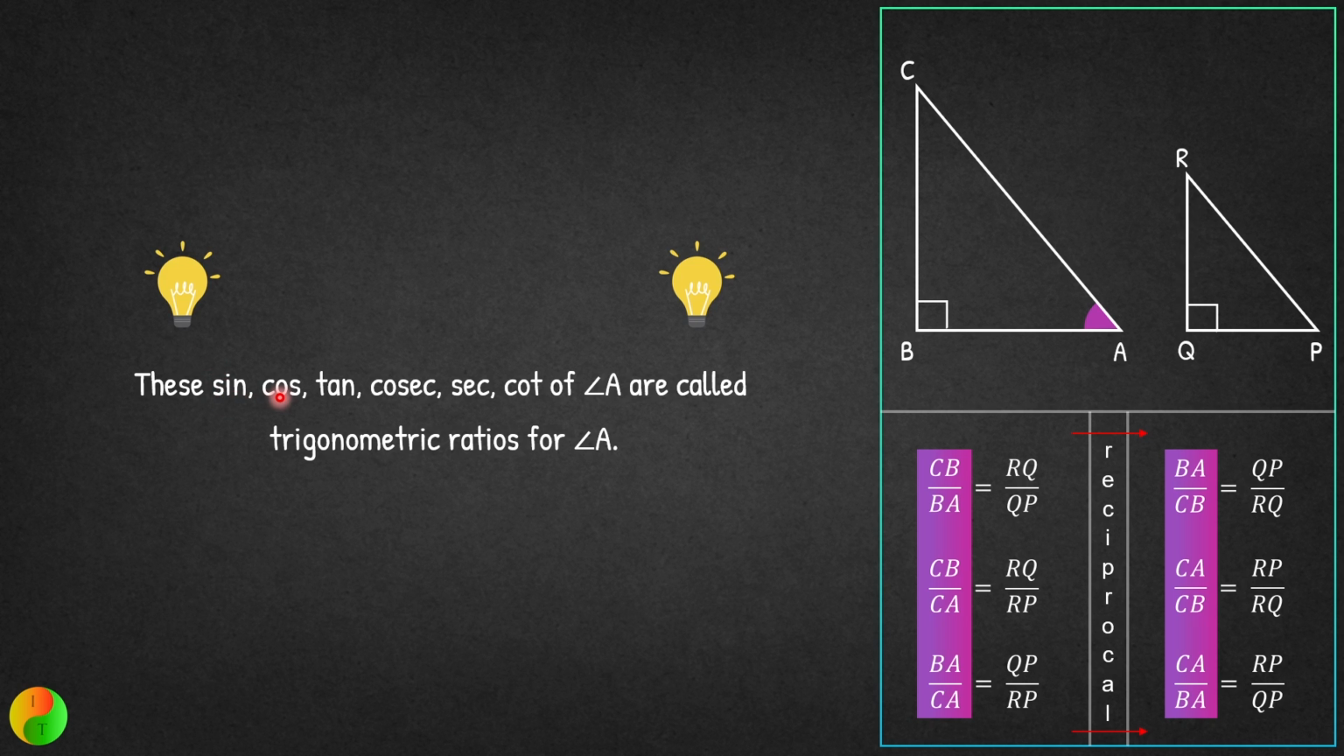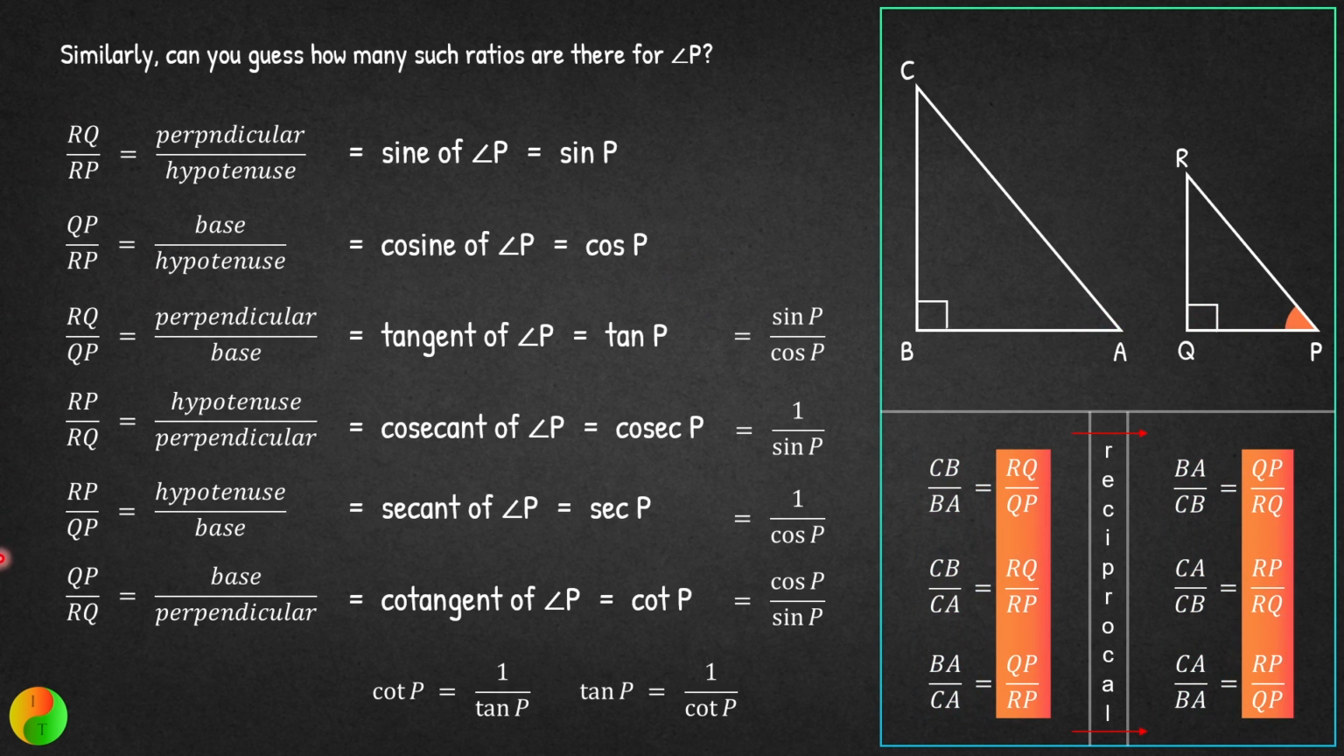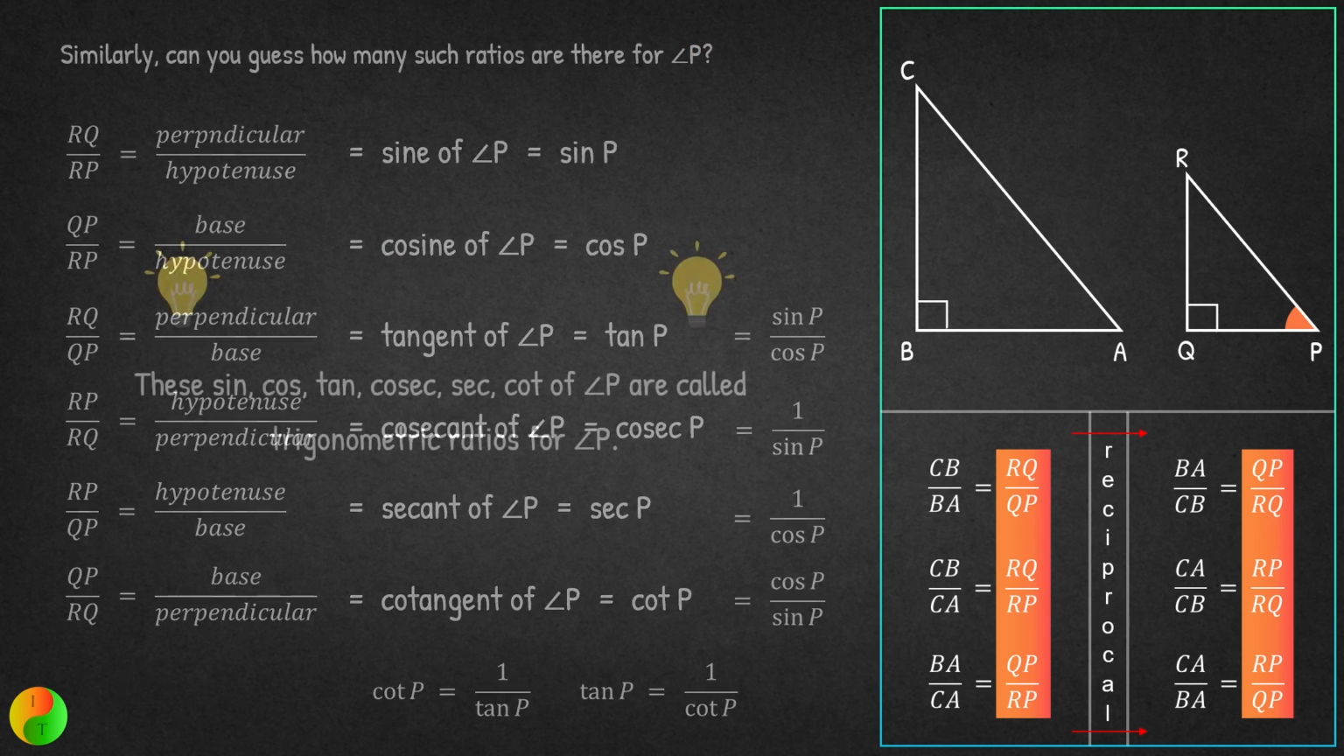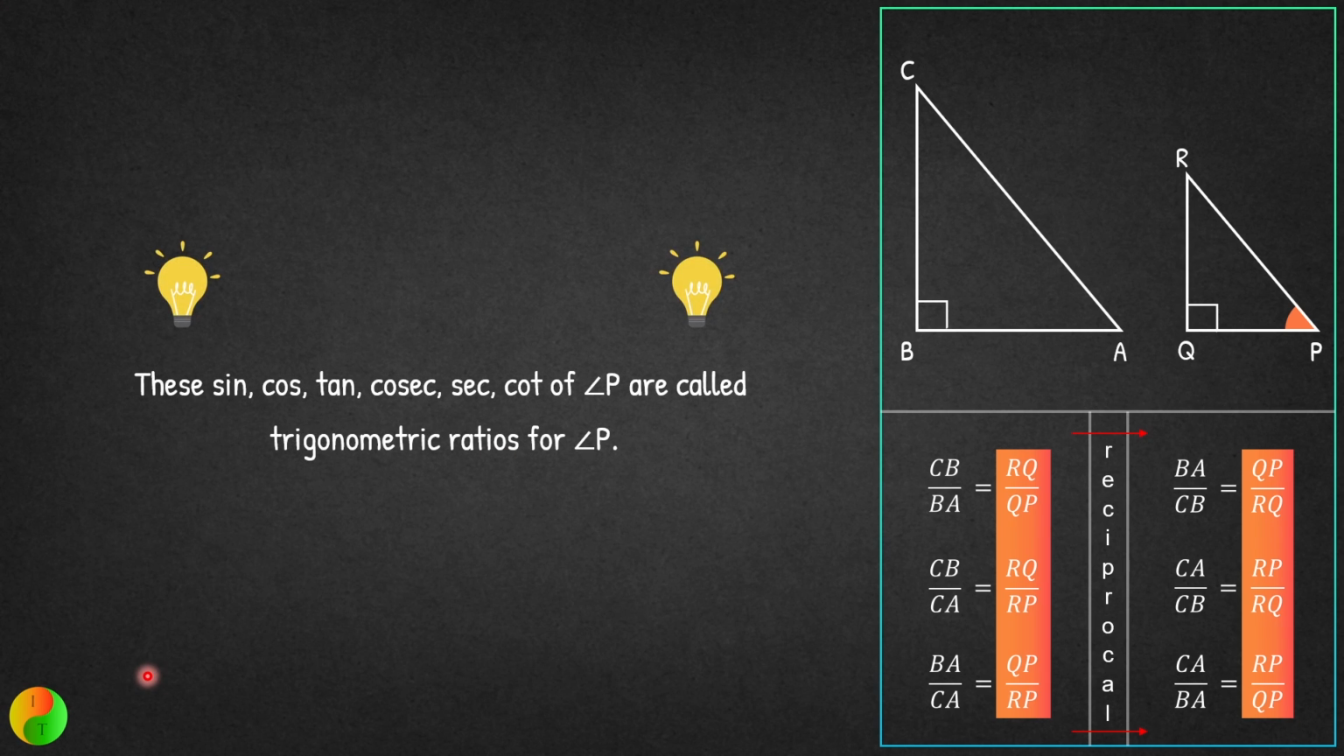So these sin, cos, tan, cosec, sec and cot of angle A are called trigonometric ratios for angle A. Correspondingly, we have these 6 ratios for angle P as well. Make sure to pause the video and go through all these ratios yourself. These sin, cos, tan, sec, cosec and cot of angle P are called trigonometric ratios for angle P.